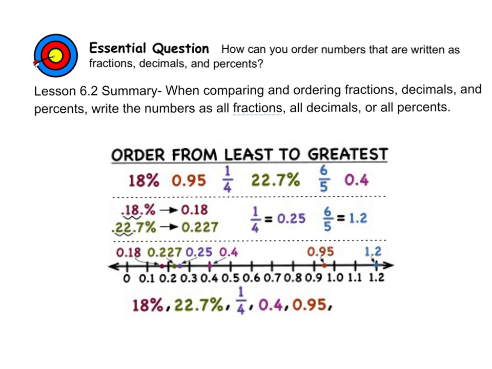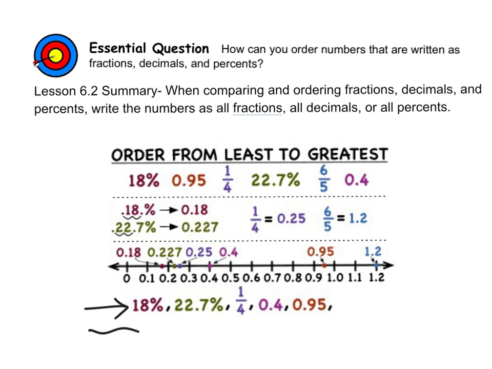When you're comparing and ordering fractions, decimals, and percents, you want to write all the numbers as either fractions, decimals, or percents. So you can see here's an example of 6 numbers: 18%, 95 hundredths, 1/4, 22 and 7/10%, 6/5, and then 4/10. All of them have been changed into decimal version so that they can be compared and then ordered down here.